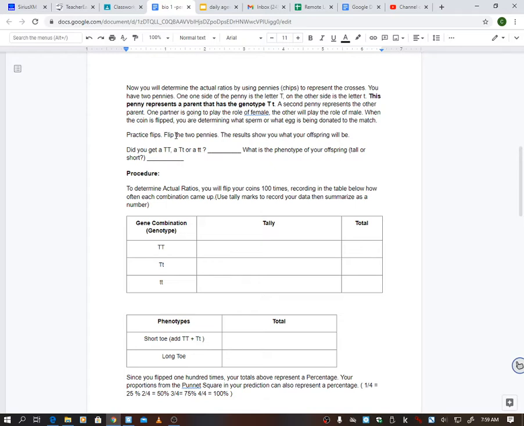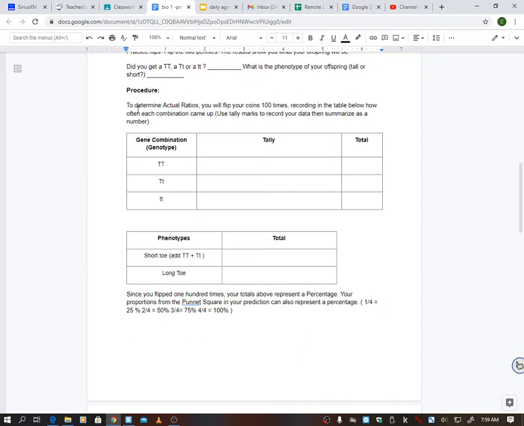All right, so you practice flips. You're going to flip the 2 pennies, and one is mom and one is dad. If you have 2 heads, then you got 2 capital T's. If you got a heads and a tails, then you got this heterozygous, capital and lowercase. If you got 2 tails, you got 2 lowercase t's. So do the practice flip and write down what you have.